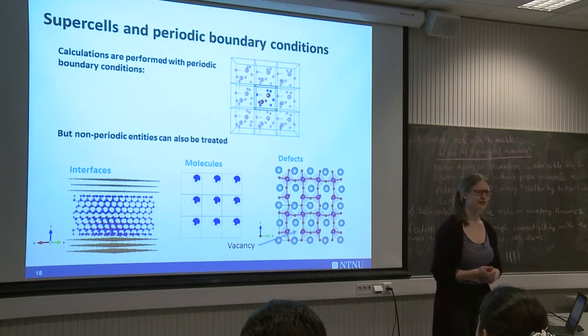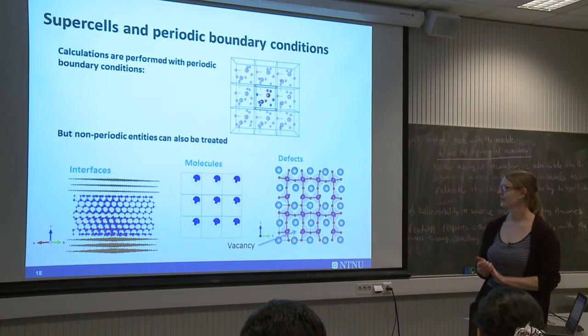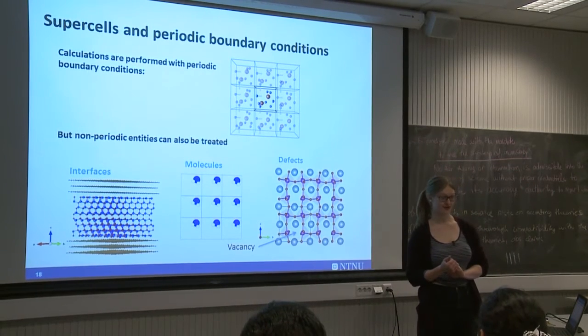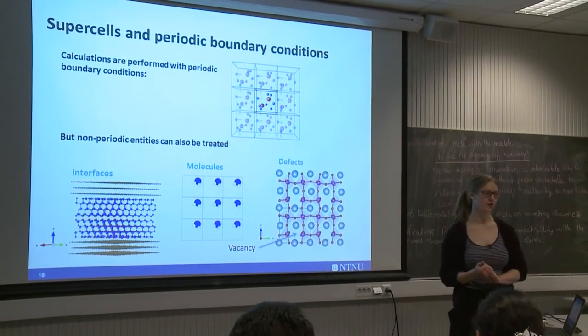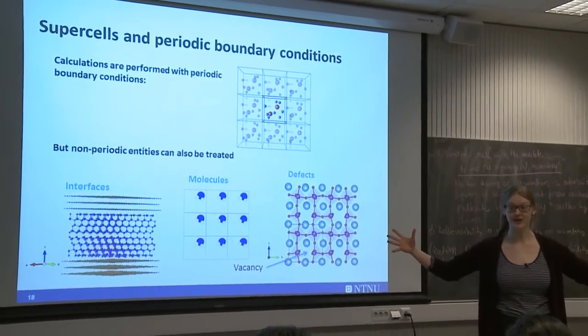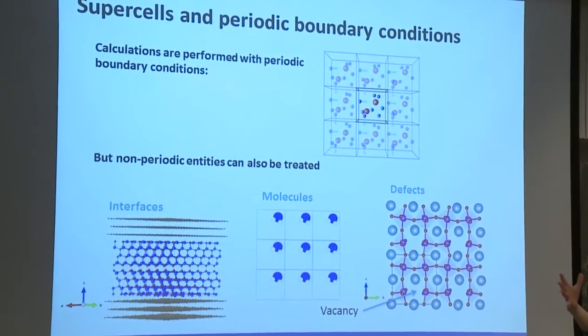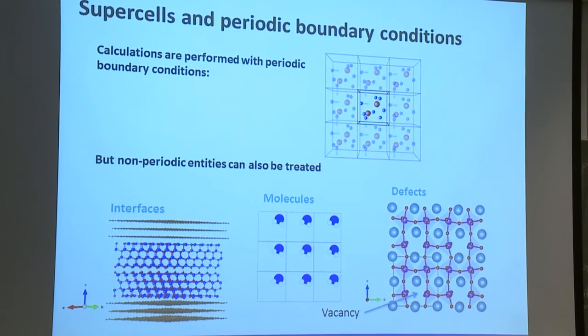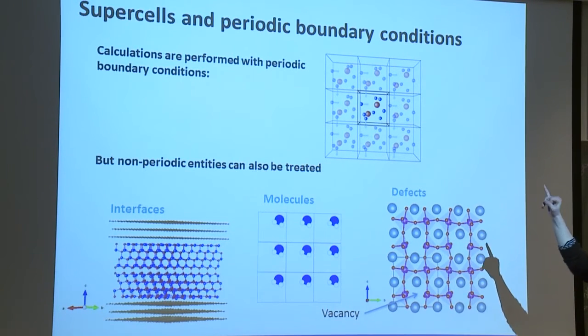Okay, so the last concept before I move over to part 2. The calculations are performed with periodic boundary conditions. So it's not like you implement a very huge cell when you calculate some crystalline thing. You implement the unit cell, or you implement a supercell. And the cell you implement is just periodically repeated in the calculations. So that means that there will be interactions across your periodic boundaries.